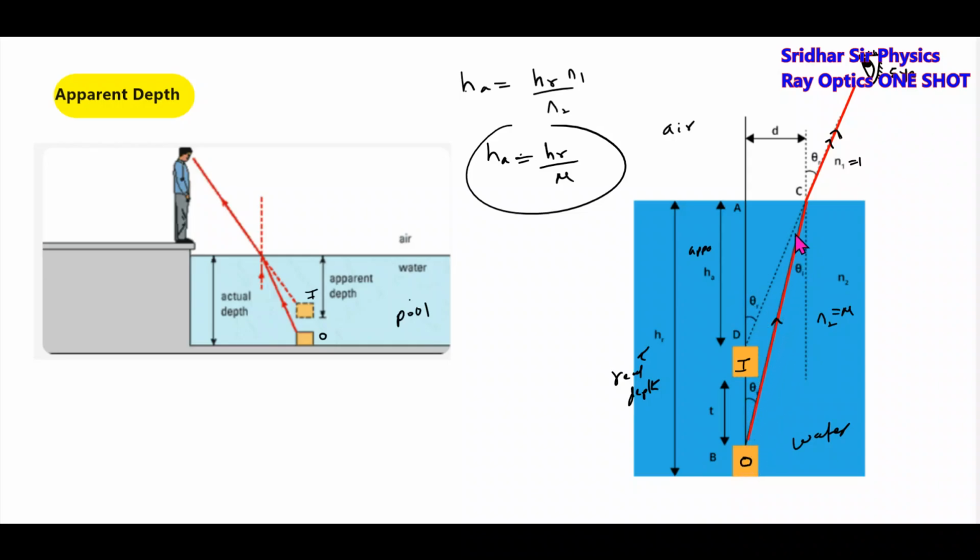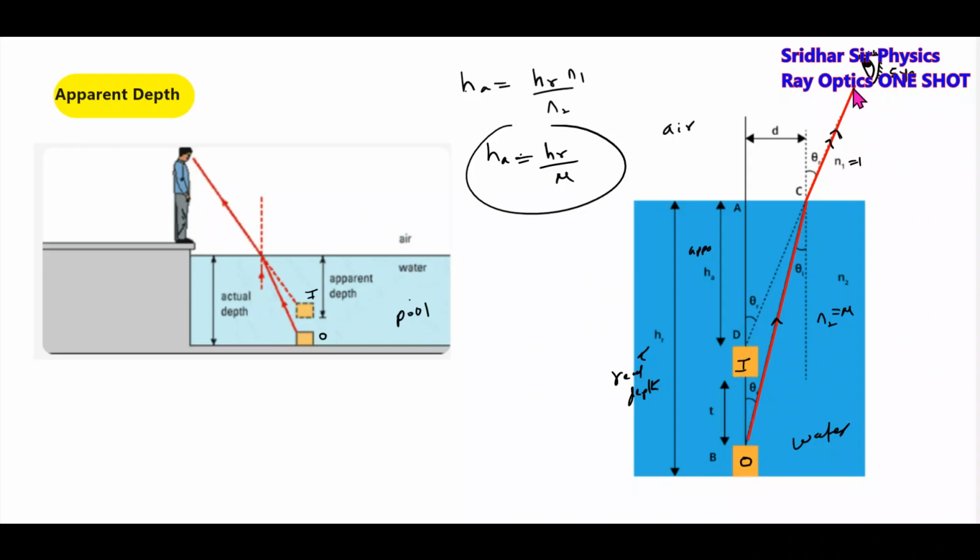This incident ray will undergo refraction and enter into the eye. Now, this object will emit the rays, this incident ray. After refraction, as it enters into the eye, for this eye, the rays appear as if they are coming from here. So the same object will now appear to be here. We'll call that the image.